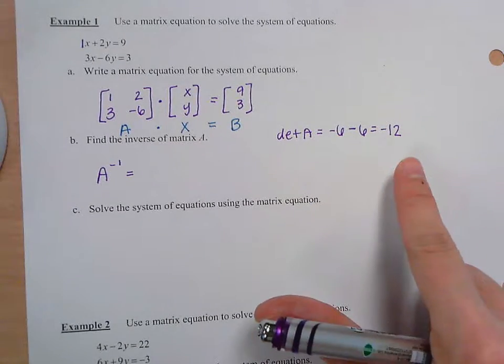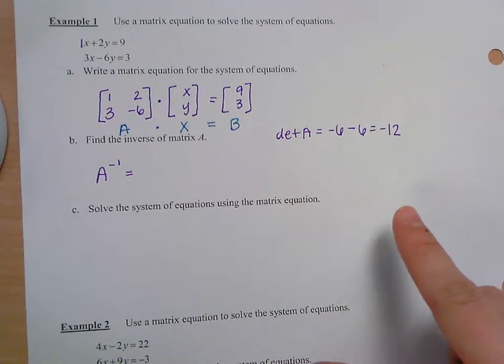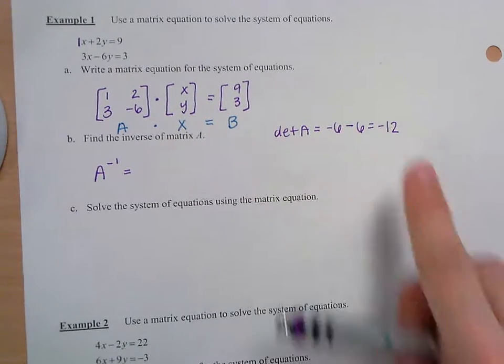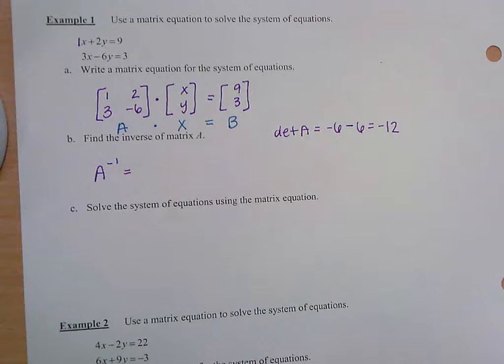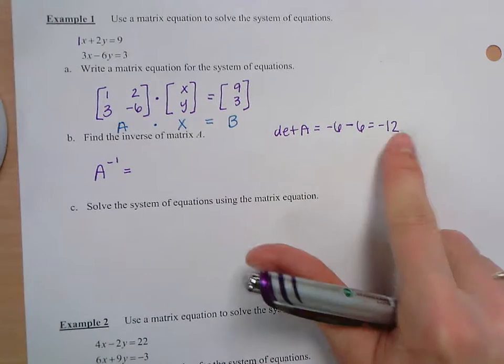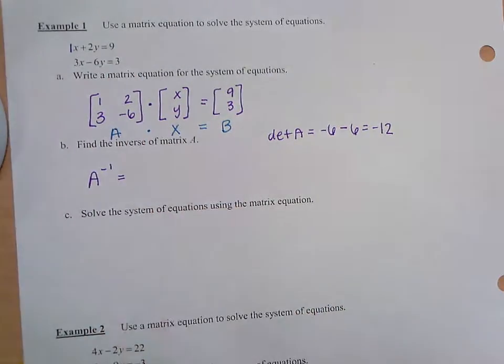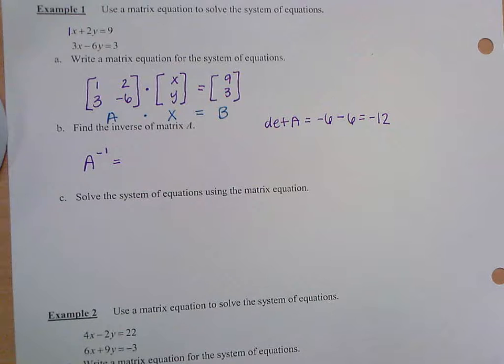So for the problems that I ask you to do this for, this should not be 0, because I'm not going to ask you to solve a matrix equation that you just can't solve that way. So this should not be 0, but if it was, you'd have to find a different way to solve this system. This way would not work. It would also mean that there's not a unique solution. It would either be no solution or infinitely many.